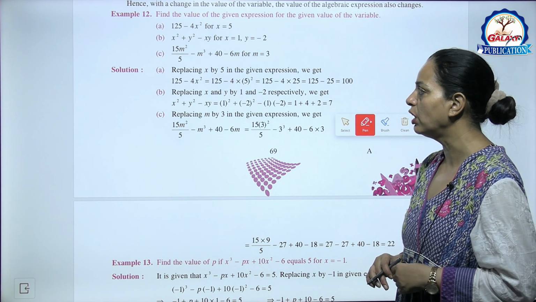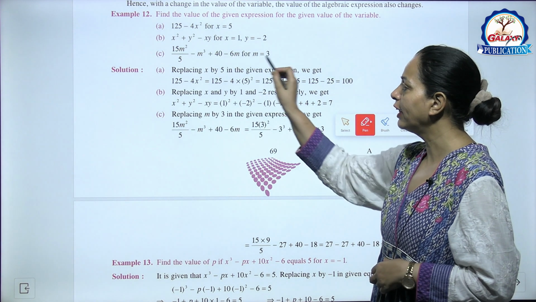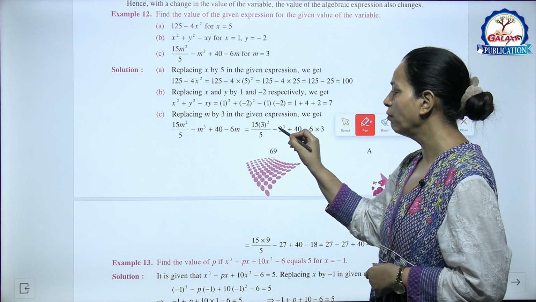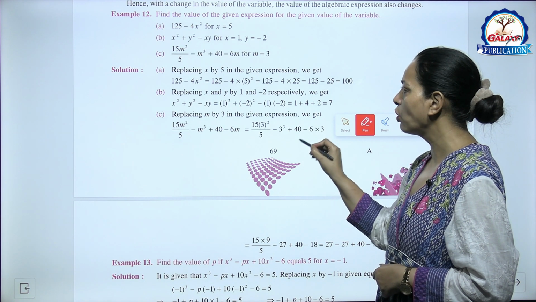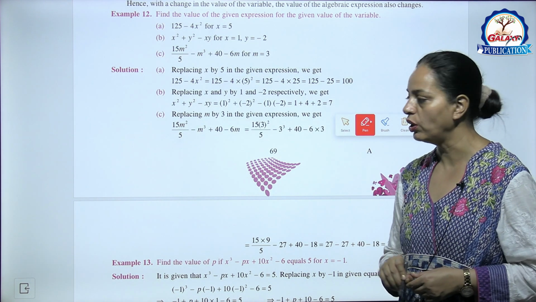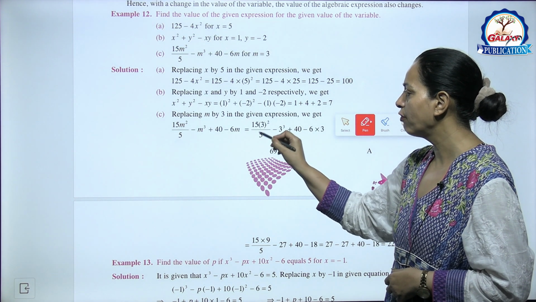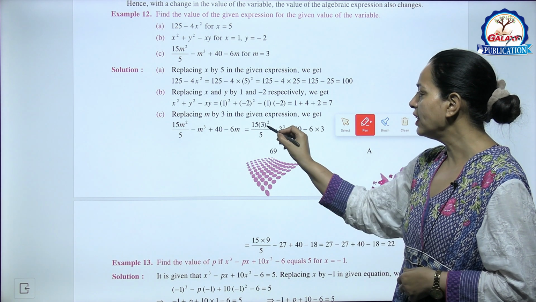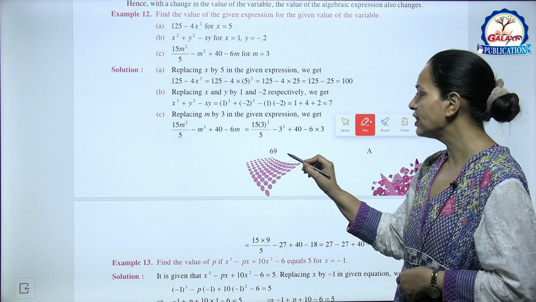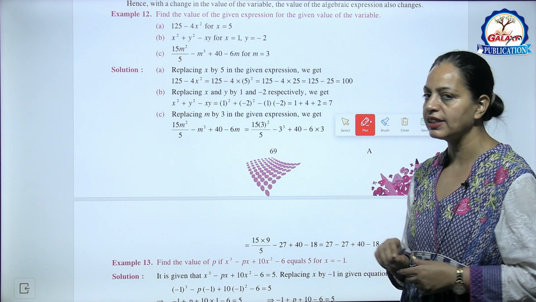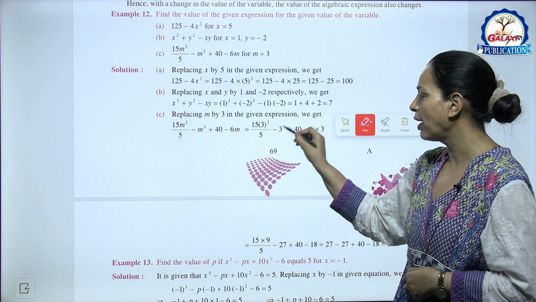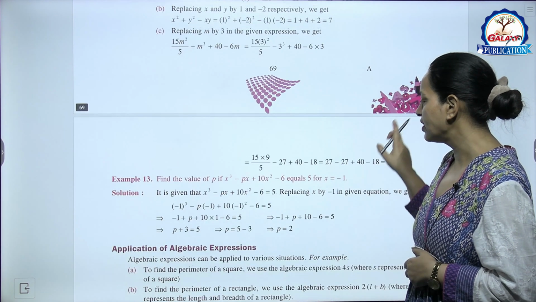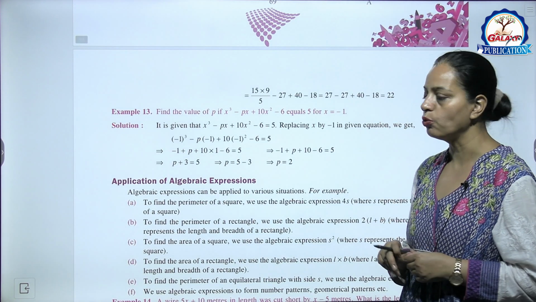Now do C part, 15m square upon 5 minus m cube plus 40 minus 6m for m equal to 3. So what will we put for m? We will put 3. So 15 into 3 square upon 5 minus 3 cube plus 40 minus 6 into 3. So now just calculate it. 5 3s are 15. So what will you get? You will get 27 minus 27 plus 40 minus 18. So 27 minus 27 cancel. So 40 minus 18, the answer is 22, right?